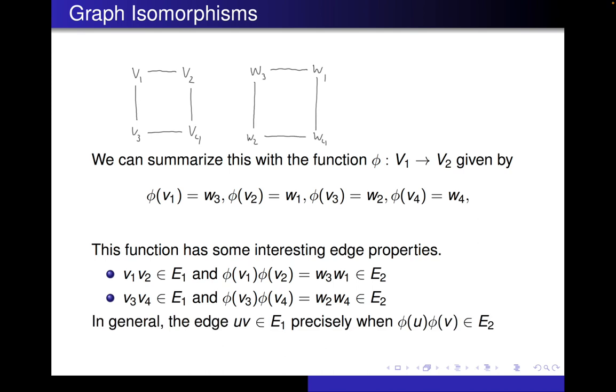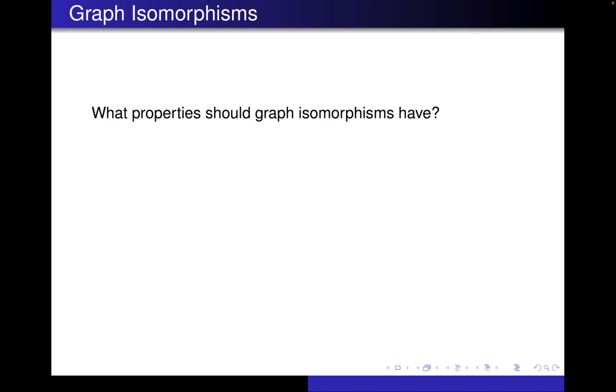And in general, if you have an edge UV in E1, that is an edge precisely when phi of U, phi of V is an edge in E2. You can check that on the other two edges if you don't believe me. So now we're thinking about what properties graph isomorphisms should have. I haven't told you what that word is yet, but really the isomorphism is that function phi we had before that matches up vertices in two graphs that are essentially the same, where the vertices play the same role in that graph.